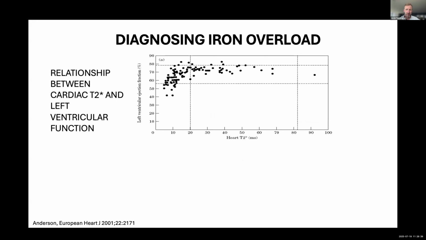This is a study showing the correlation between your T2 star measurement of your heart and how strongly your heart beats. And you can see that when you're greater than 20 milliseconds, you're pretty much fine. Your heart is nice and strong. You don't need to worry. Less than 20, it starts to fall off. When it gets less than 10, that's when we're really starting to worry.